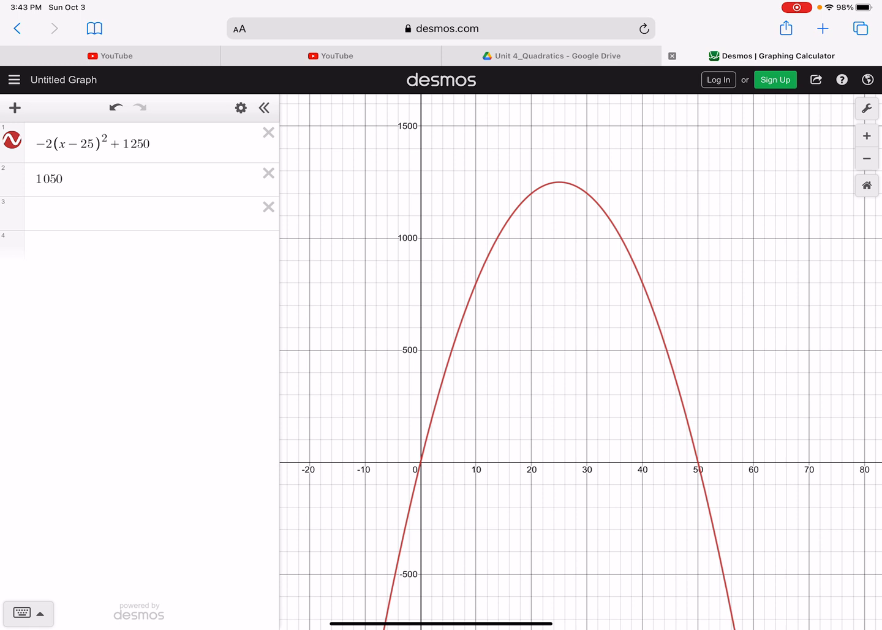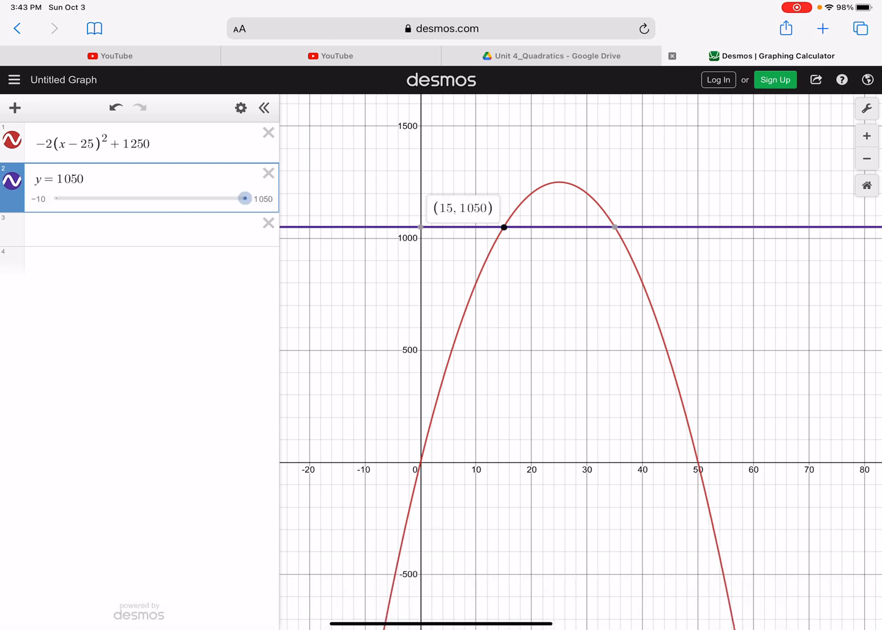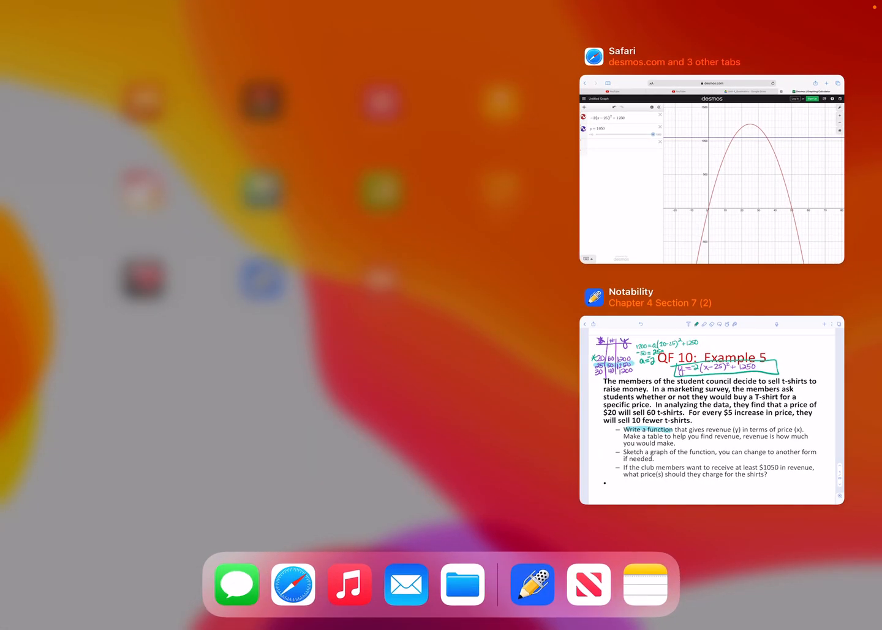Oh, I have to put y equals on this guy. So y equals 1050. Okay, so that will give me $15 and $35. So I would say between 15 and 35.